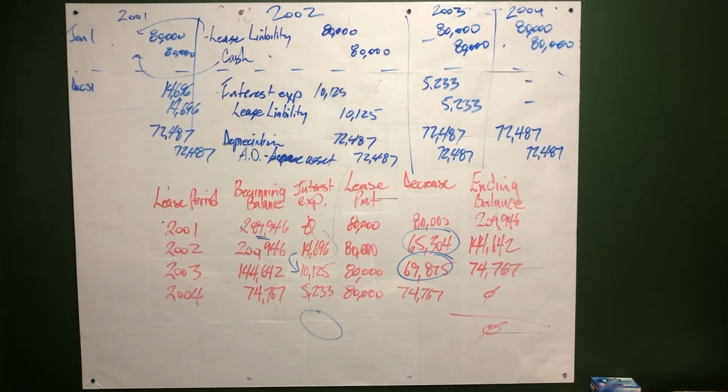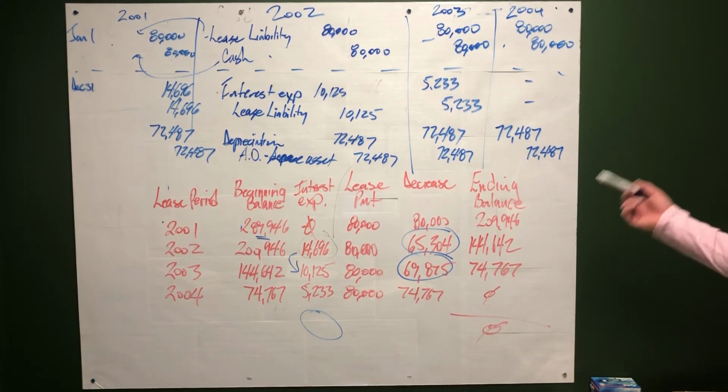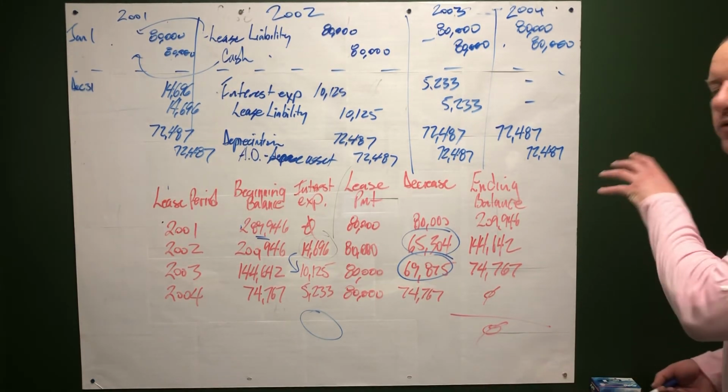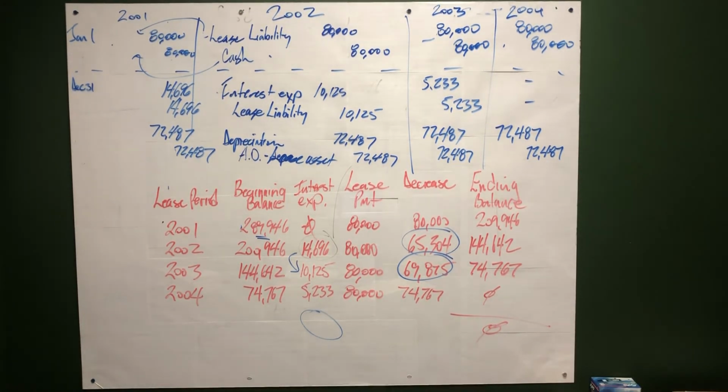Once the lease is done, we're going to debit accumulated depreciation, $289,946, credit asset under finance lease, $289,946, and it's off our books. So it's been fully recorded, fully depreciated, taken out. If you can do this style of question, you'll have no problem on the exam.